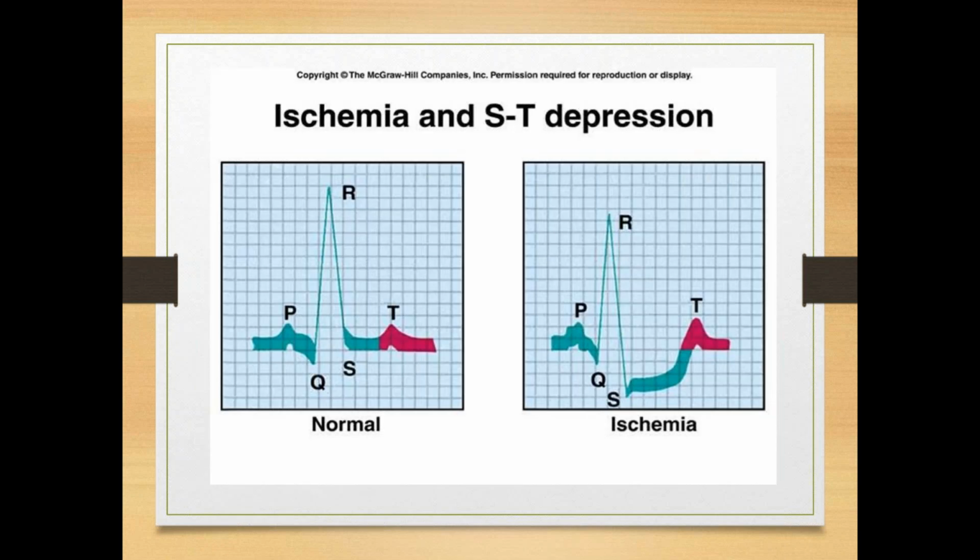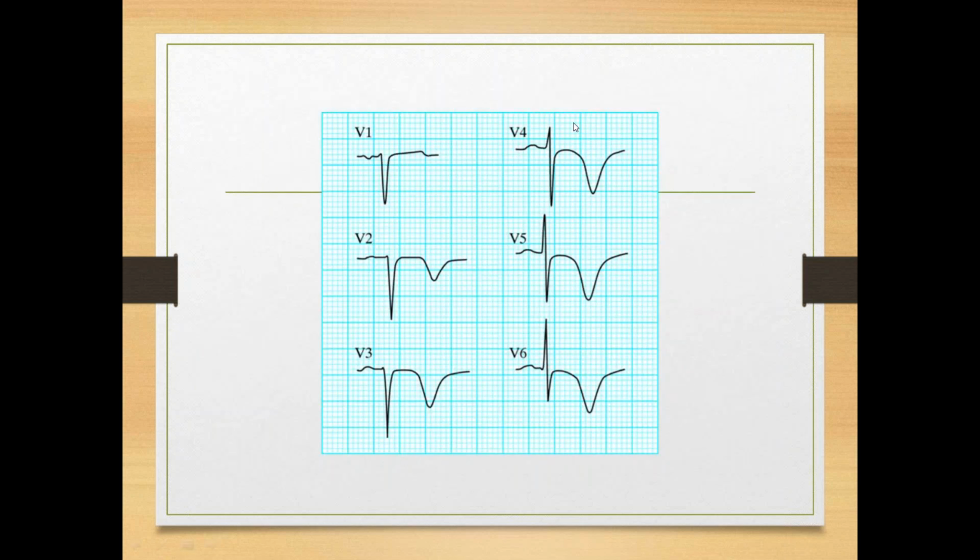So this is how a normal PQRST or ST segment looks. And here you can see the ST depression. These are all suggestive of ischemic changes, T wave inversions and ST depressions. Just to show you about the ST changes, you can see here there are changes in the right ventricle.